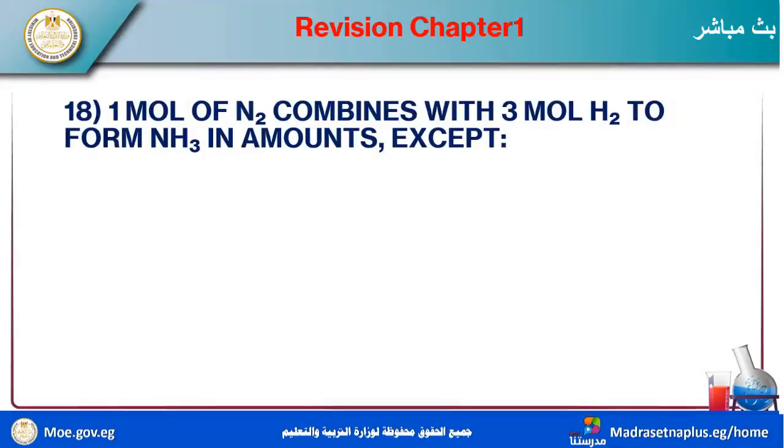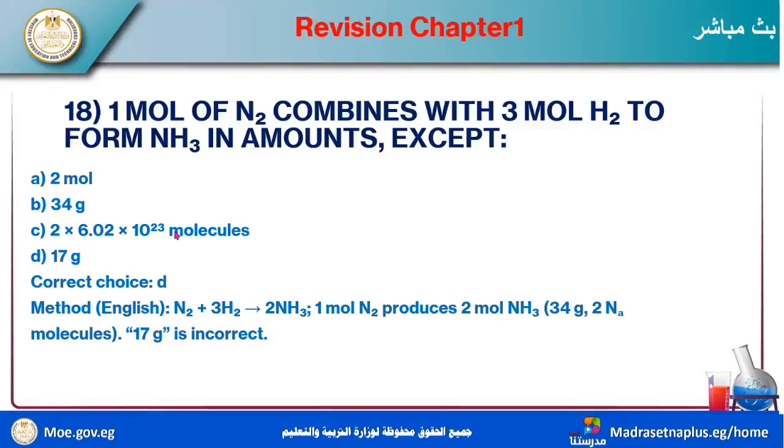1 mole of nitrogen combines with 3 moles of hydrogen to form NH3. In the preparation of ammonia gas, N2 plus 3H2 produces 2NH3. These examples train you on the balanced equation to form ammonia gas in amounts except. Now we have the choices: 34 grams, 2 times 70.